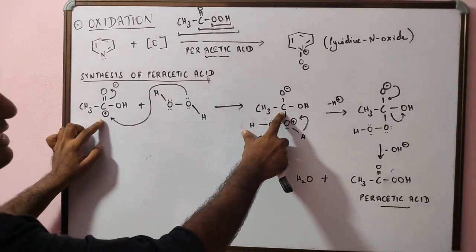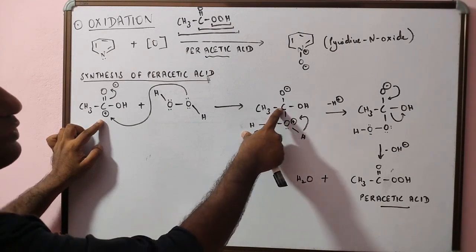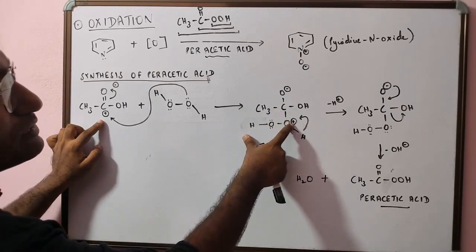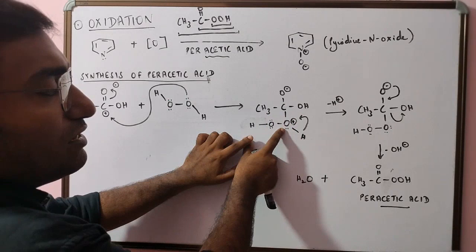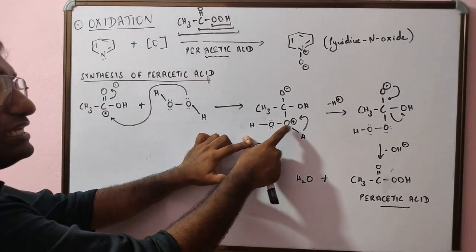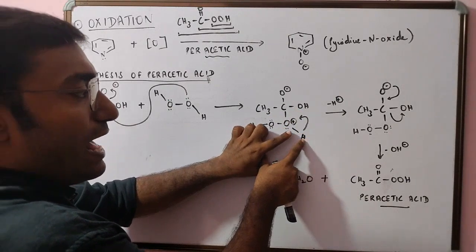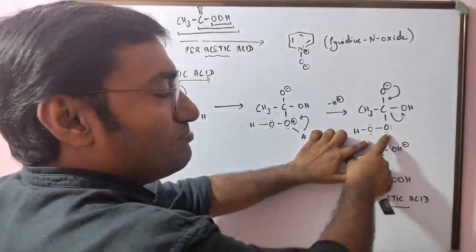When it attracts, it restores its neutrality. But the oxygen which donates the lone pair, because it has lost its lone pair to carbon, becomes positively charged. To become neutral and to be stable, the oxygen now pulls the electron pair that it shares with the hydrogen, and that restores the neutrality in the oxygen atom.